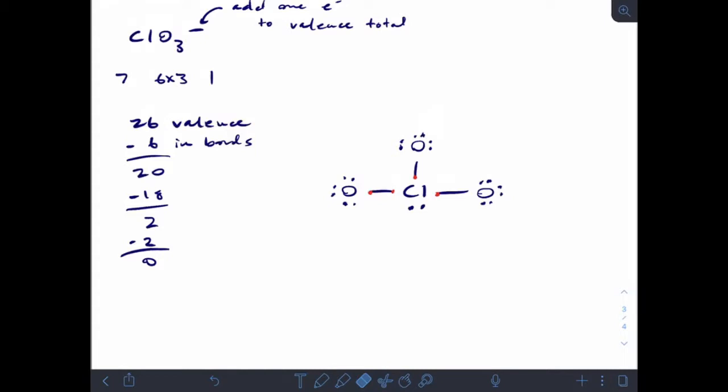Now, chlorine is in period 3, so it's allowed to have more than 8 electrons on the central atom. So I'm going to borrow from my outside atoms and make double bonds. Now, remembering, I cannot touch these. It's a very common mistake for students to borrow from the central atom to make double bonds. You have to leave those alone. When making extra bonds, you can only borrow from the outside atoms.